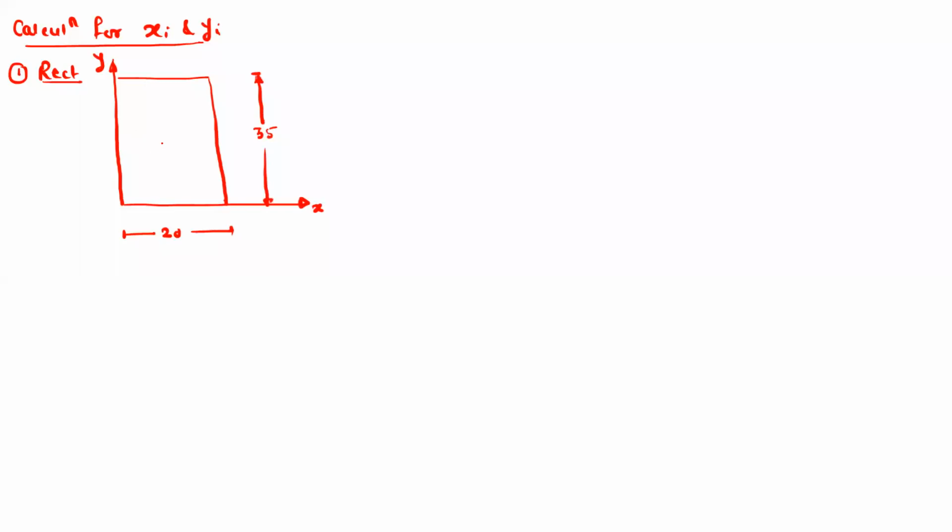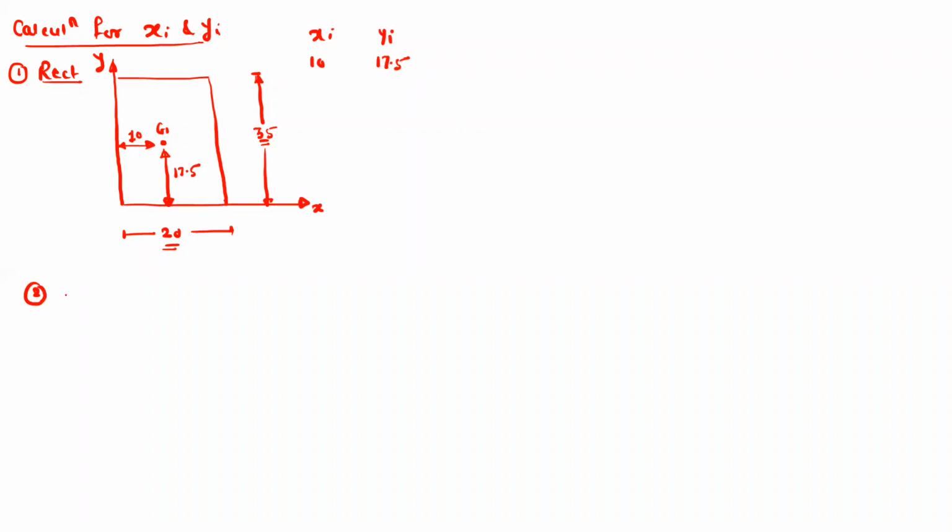So for the rectangle, this is the position of the center of gravity. So this is G1. This will be the x coordinate, that is the distance of the centroid from the y axis. As this is 20 mm, this will be 10 mm. And this is the y coordinate. This total is 35, so this will be 17.5. So xi is equal to 10 mm, and yi is equal to 17.5 mm.